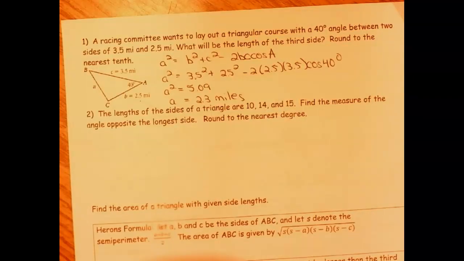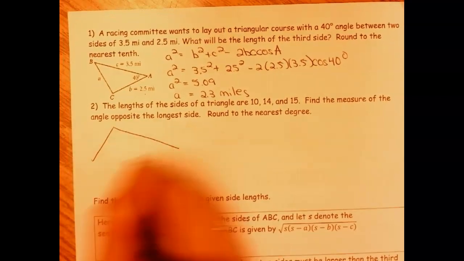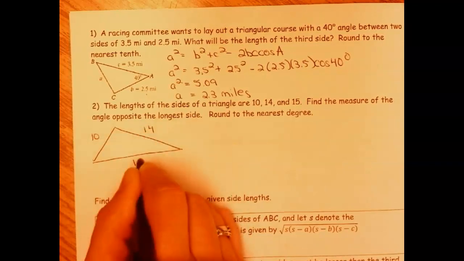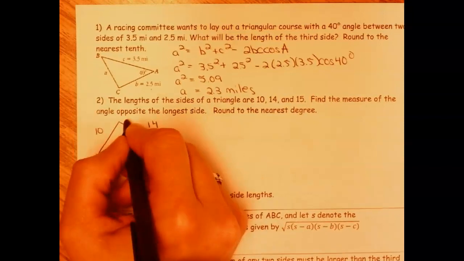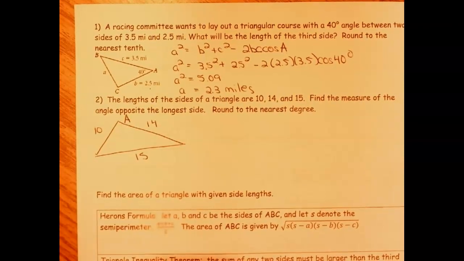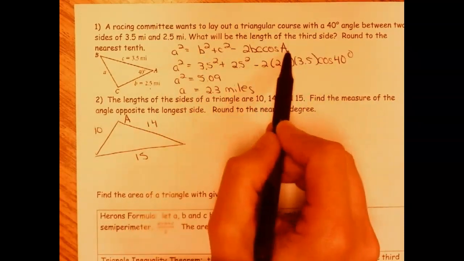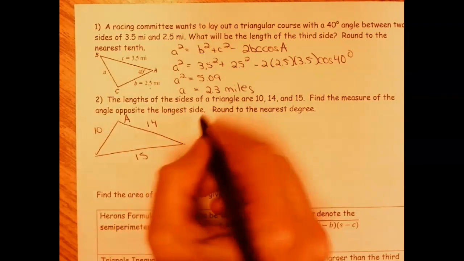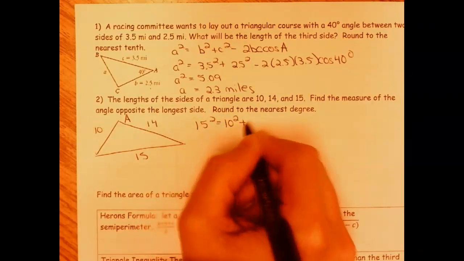Okay, the second case is when you're looking for the angle. Going to be a little bit more complicated, but not too bad here. We've got lengths of 10, 14, and 15, and we are looking for the angle across from the largest side. That means I'm looking for this angle here. I'm just going to label it angle A. Plugging into that same formula, if this is the angle I'm looking for, the side across from it has to go out in front. In other words, I've got 15 squared out in front.